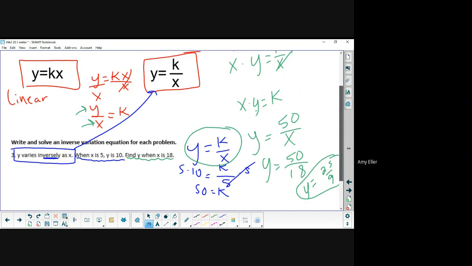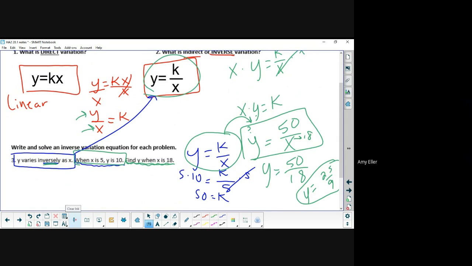We go through one more time the steps. It says it varies inversely, so I write the inverse equation. I take the numbers that go together and I put them in my equation to solve for k. Once I have k, I rewrite my equation with k. Then I answer the final follow-up question, which is what would y be if x is 18? I solve from there. Questions?